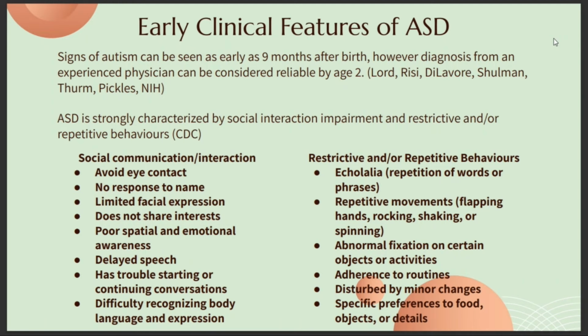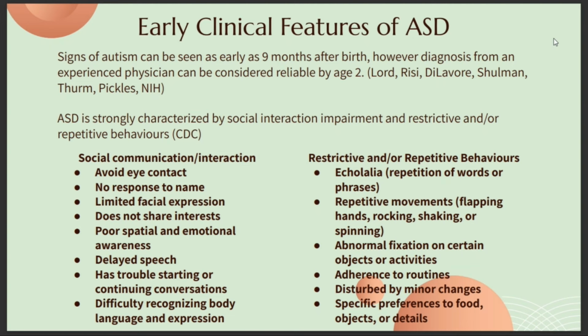This is social. What are the repetitive behaviors? There is repetition of words or phrases, which appears after 18 months onward in toddlers or young kids. There are repetitive movements such as hand flapping, rocking, and shaking, and abnormal fixation on certain objects or activities.